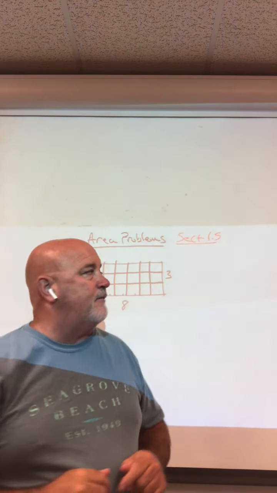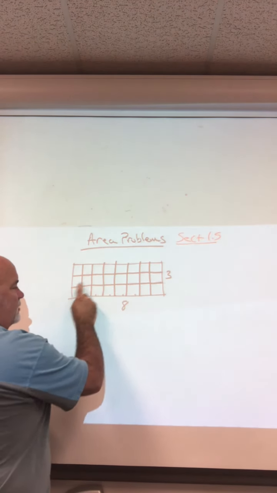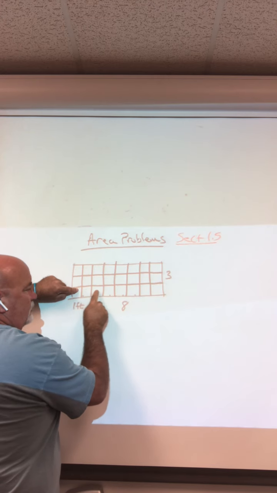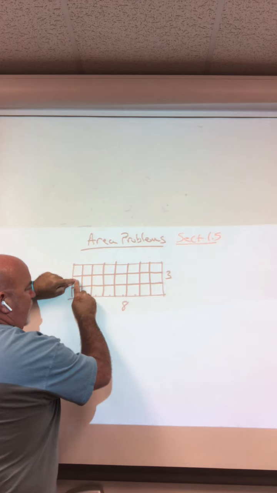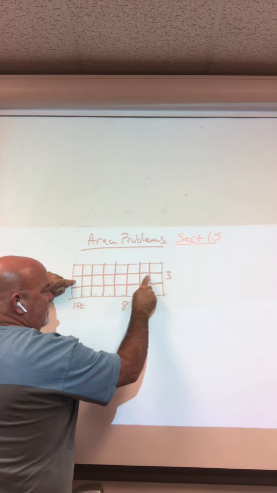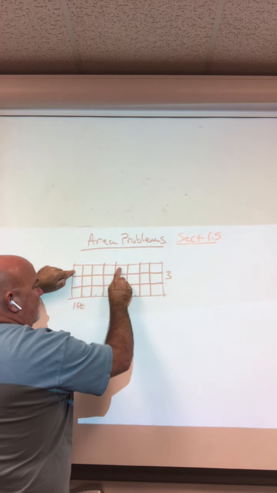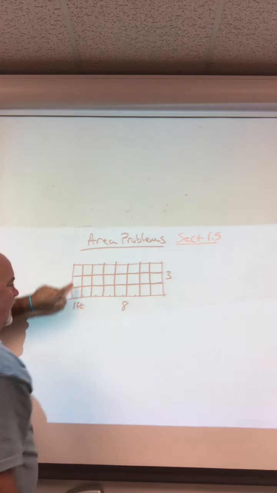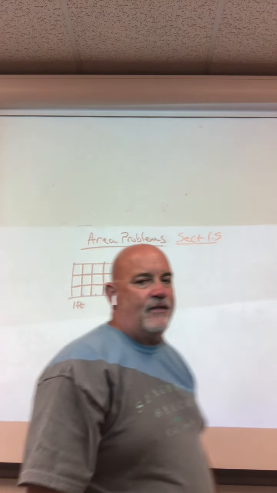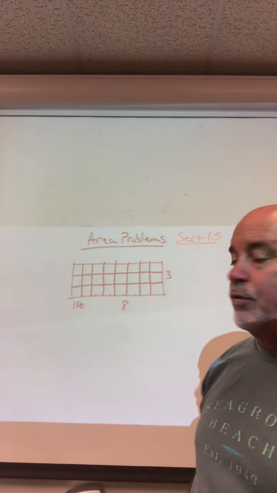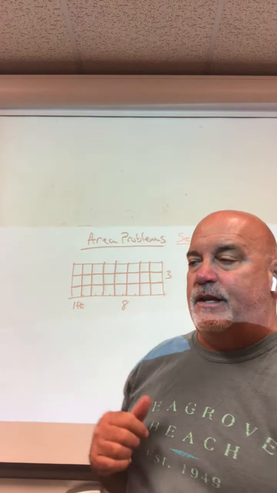So if I ask you how many square feet are in here, you just count how many squares. This is 1, 2, 3, 4, 5, 6, 7, 8. 8 squares. Another 8 squares. And then another 8 squares. So you've got 8 squares, 8 squares, 8 squares. If you add those together, what do we have? 24 square feet is what's in here.